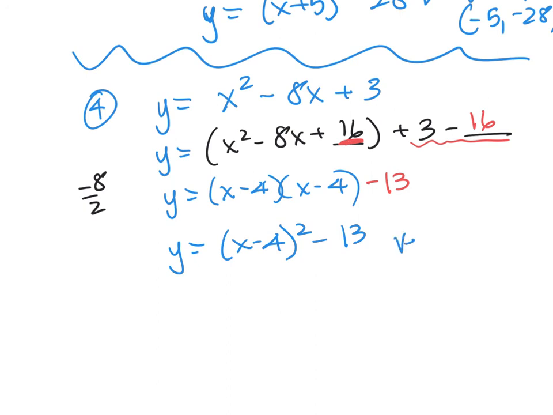What is the vertex? Remember, it's just the opposite of the h and the k at the end. This is a 4, you guys. That kind of looks almost like an A. That is a 4. Okay, see you next time.